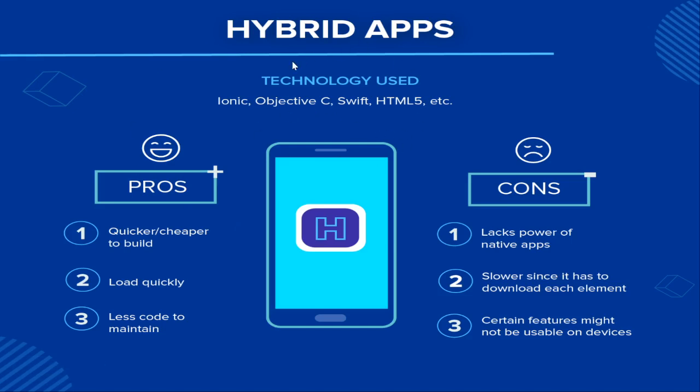This is the overview of the hybrid app. The technology used is Ionic, Objective C, Swift, HTML5, etc. The pros are that it is quicker and cheaper to build, development is very easy, it loads quickly on the device, and there is less code to maintain. The cons are the lack of power of native apps, it is slower since it has to download each element, and certain features might not be usable on the device.